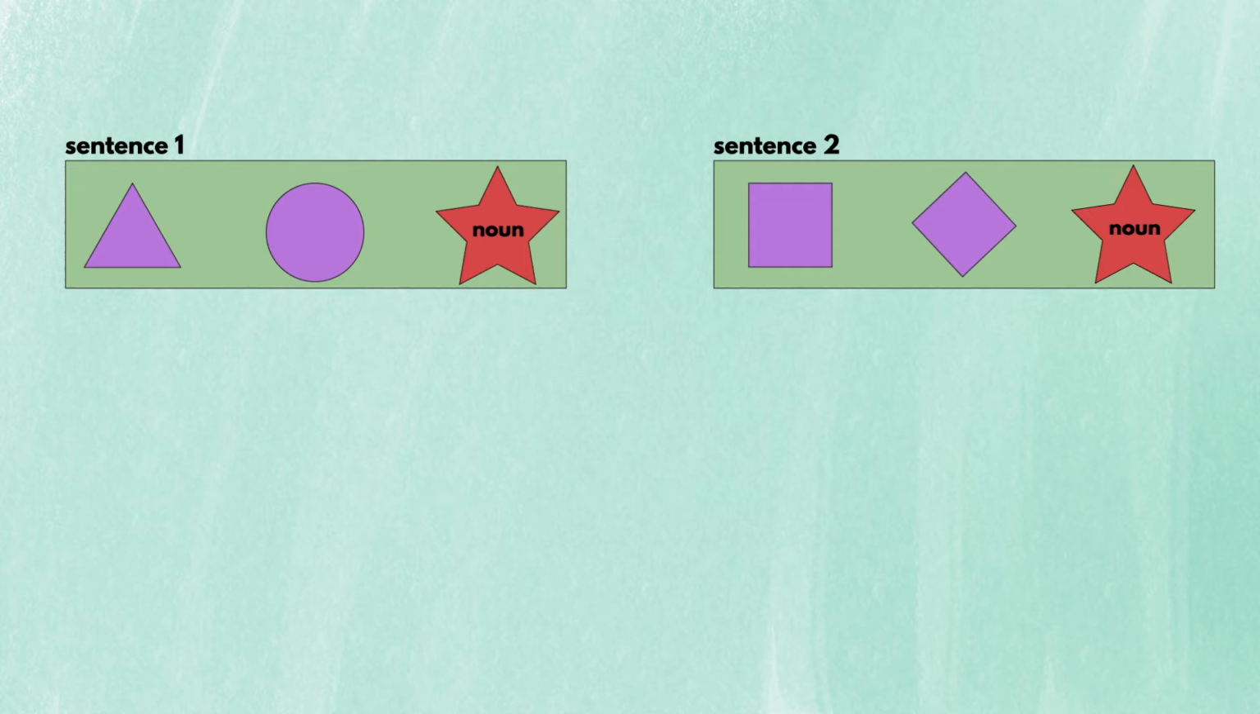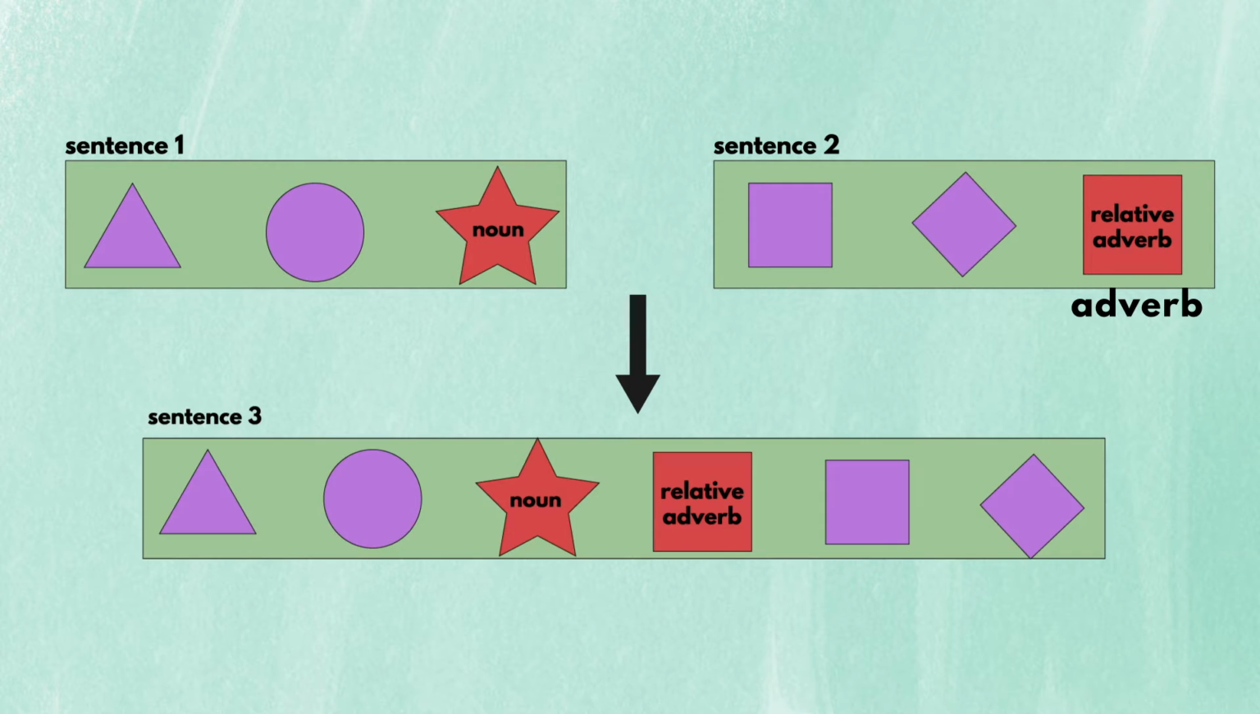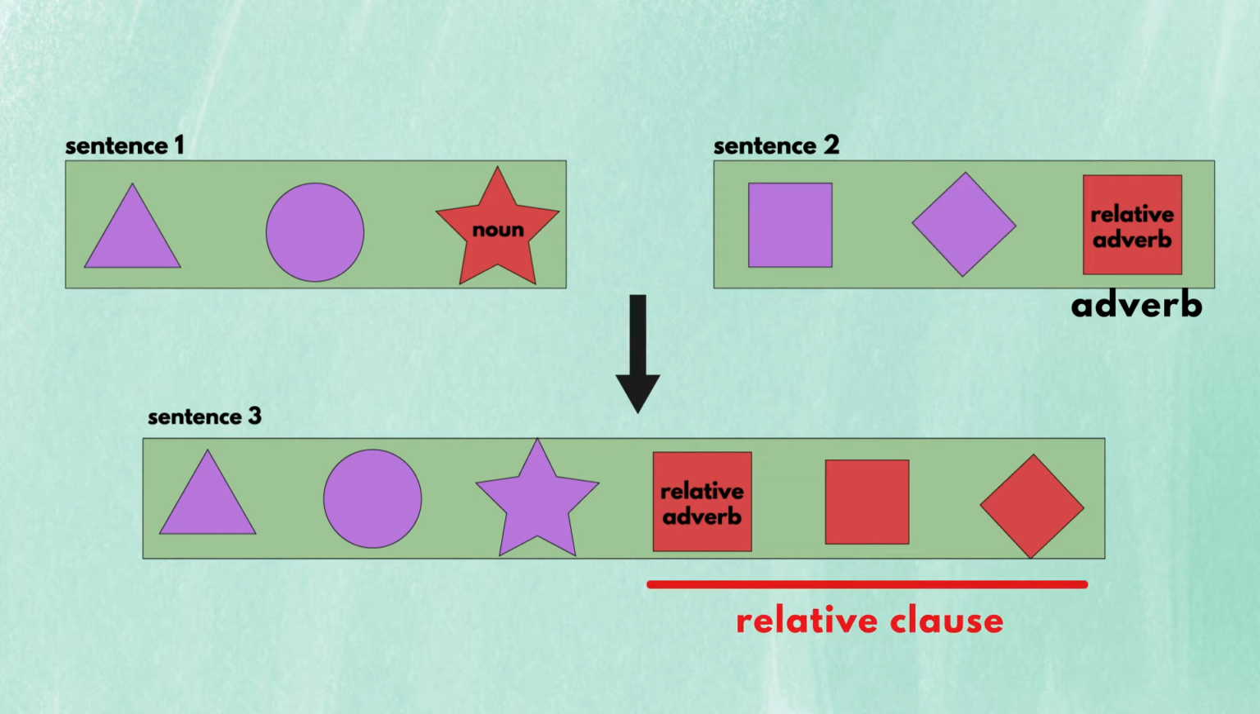When you have the same nouns in two sentences, and the noun in the second sentence appears in the adverb position, you can replace the adverb with a relative adverb and combine the two sentences. In this case, you call this part of the combined sentence a relative clause.